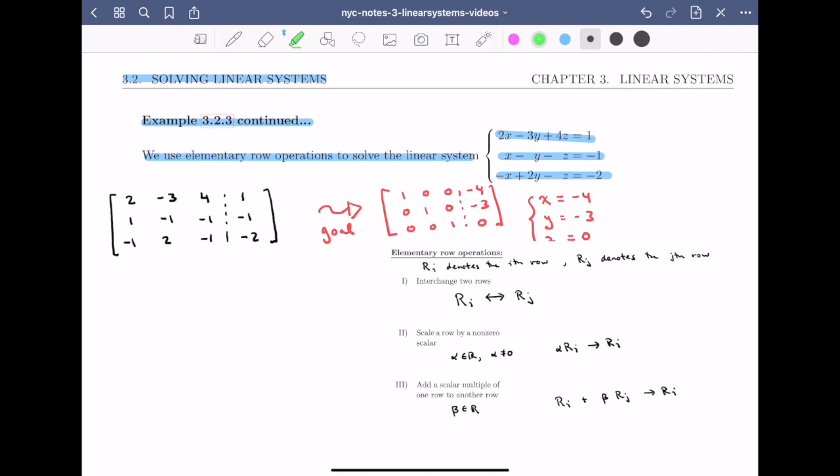The first thing that I notice is that in the top left position of the red matrix, I have a 1, but in the top left position of the black matrix, I have a 2. I can fix that by applying the elementary row operation: row 1 swaps with row 2. When I do that, I'm going to use a tilde to tell everyone that I've done an elementary row operation. And I have 1, minus 1, minus 1, minus 1, 2, minus 3, 4, 1. And the third row stays the same, minus 1, 2, minus 1, minus 2.